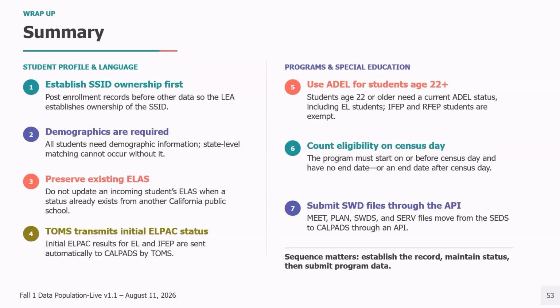Two, demographics are required. All students need demographic information. State level matching will not occur without it. Once you establish enrollment, you have to submit your student information records, or if you're doing online maintenance, your demographic record has to be completed.